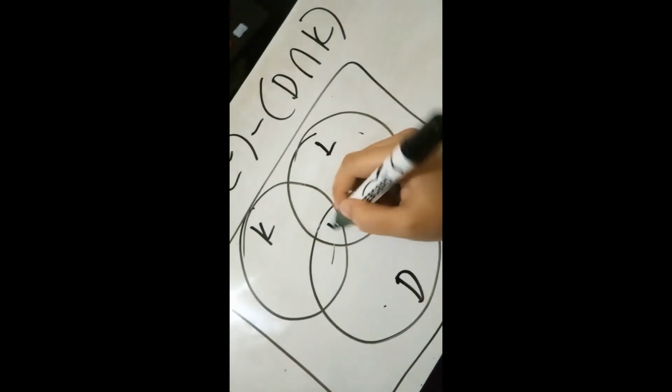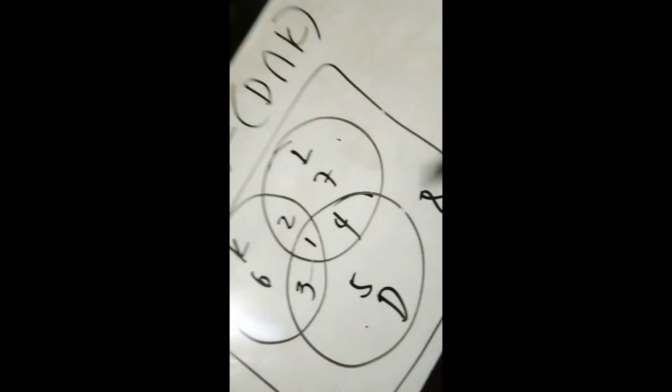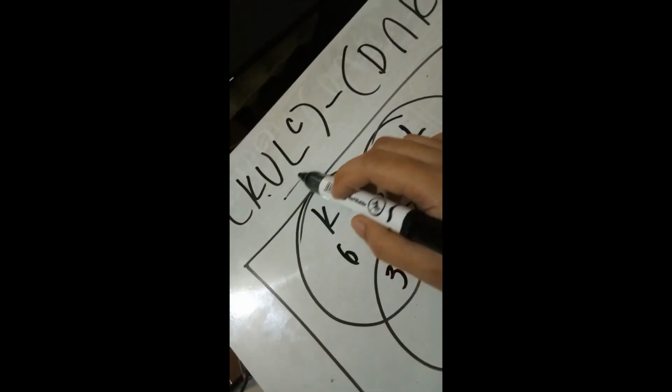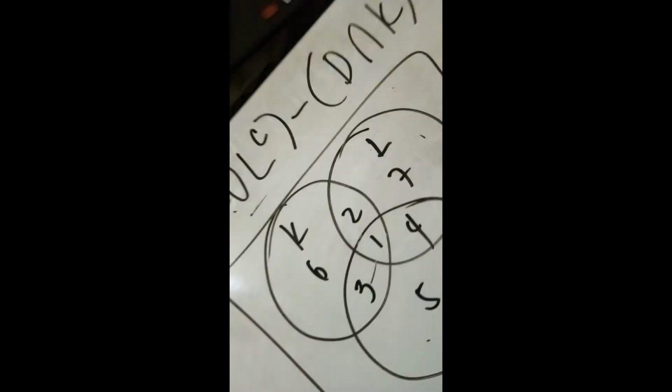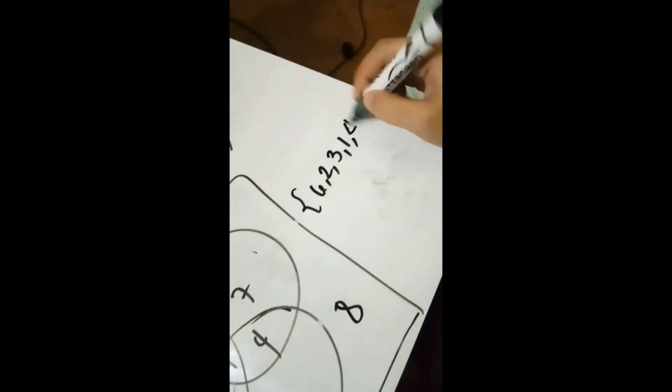Medyo nahihirapan kayo. So, kunyari, ganito na lang. 5, 6, 7, 8. So, what's the answer here? K union L complement. So, the answers would be what? 6, 2, 3, 1. 6, 2, 3, 1, 4, 5, 8. Yan. Except 4.